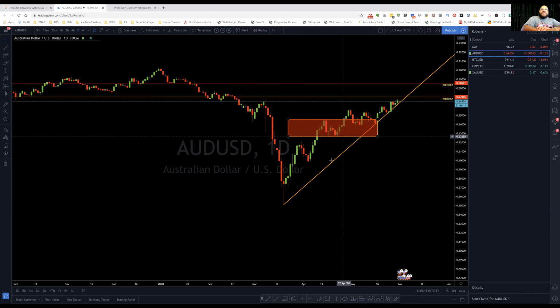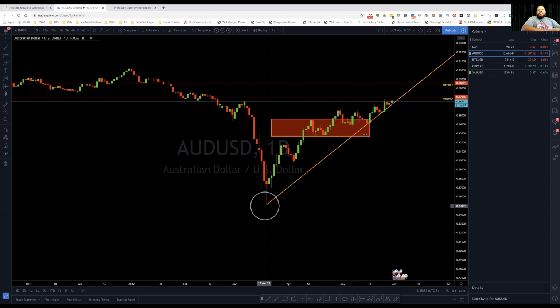So I've got my trend line drawn on that one. Again, I'm going from this point right here to this point right here, because this is the point that pushed my market up to create higher highs that broke these two highs right here.